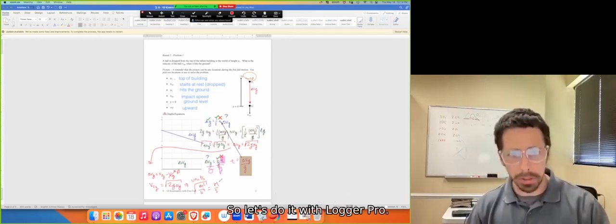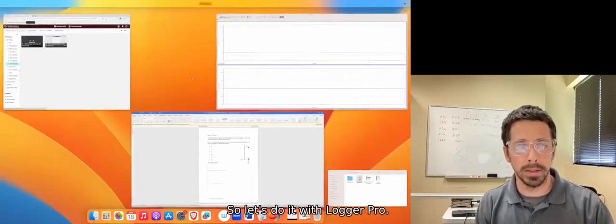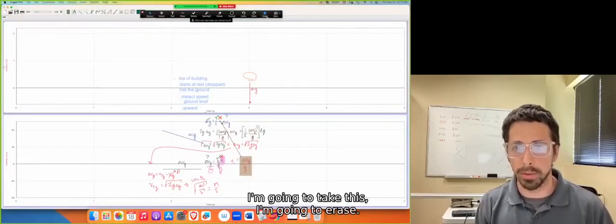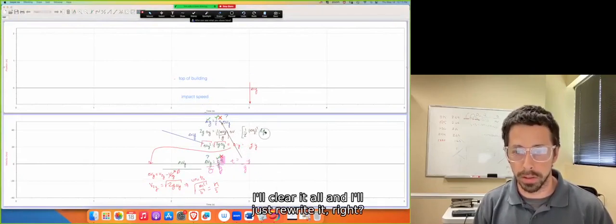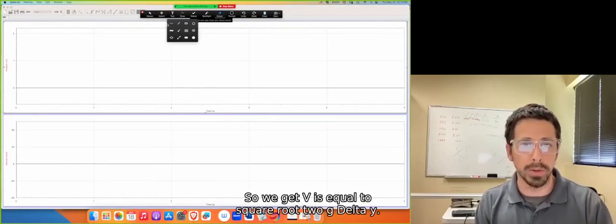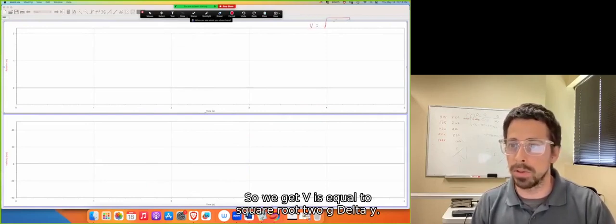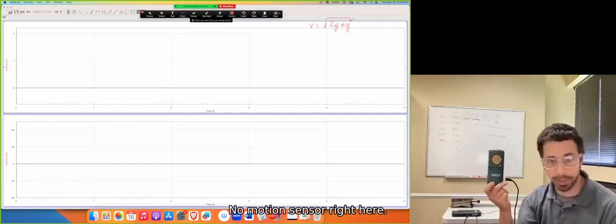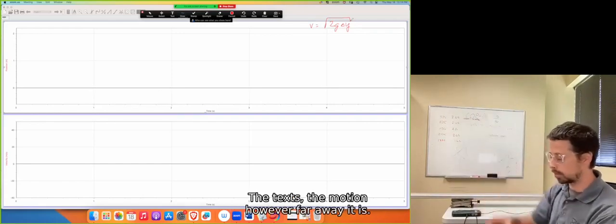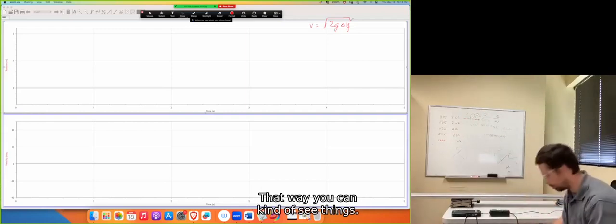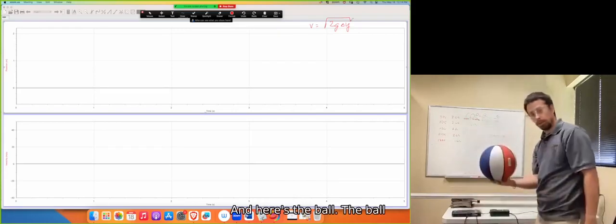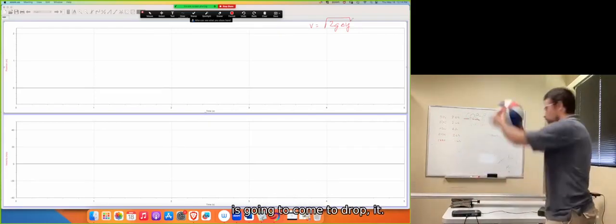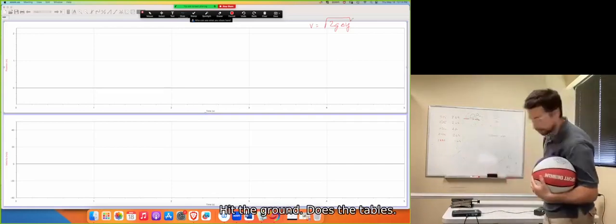So let's do it with a Logger Pro. Right, I'm going to take this, I'm going to erase, I'll clear it all and I'll just rewrite it, right? So we get v is equal to square root 2g delta y. All right, so motion sensor right here detects the motion however far away it is. I have this guy. I'll use my table. That way you can maybe kind of see things. And here's the ball. So the ball is going to come. I'm going to drop it. It's going to hit the ground, which is the table.